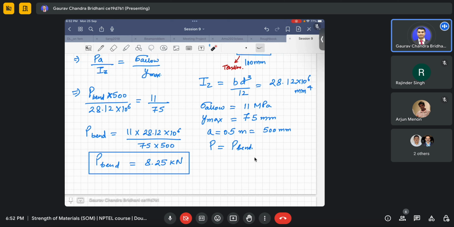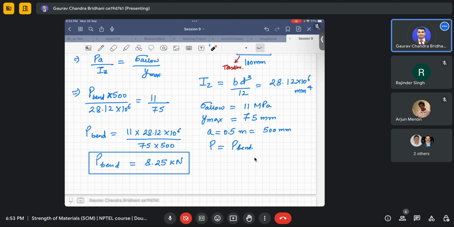That means if your P exceeds this value, if the load applied exceeds this value, the stresses on the top and bottom fiber will exceed the allowable value. Okay, and you don't want that. Okay, so this we did.